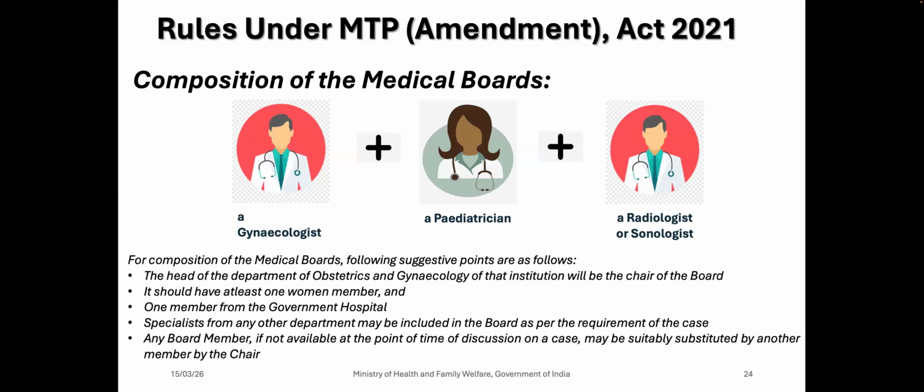I think it was answered as 4, but the minimum composition is 3 people, out of which there should be 1 gynecologist or obstetrician, 1 pediatrician, or nowadays neonatologists are there in the medical board, and 1 sonologist or radiologist. And out of these 3 people, at least 1 should be a woman member, and 1 member should be from a government hospital. So these are some of the recommendations of a medical board.